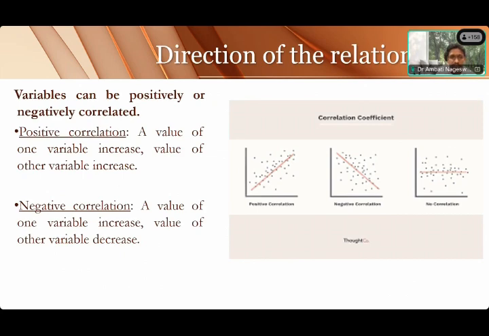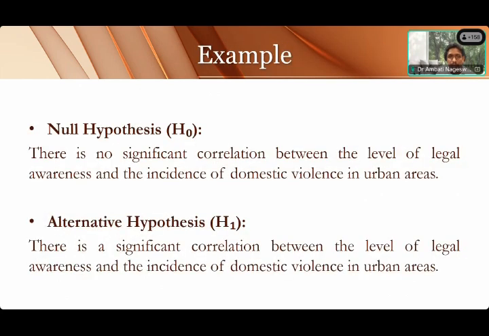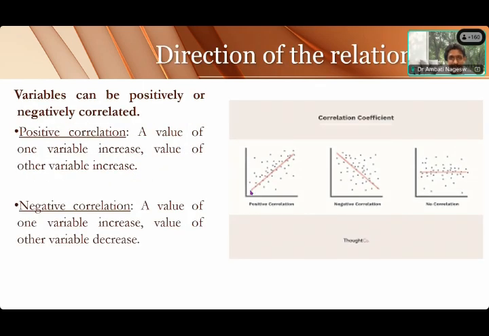With reference to this particular example, level of awareness: if the person has high awareness, is the number of incidents increasing or decreasing? Similarly, for example, when demand increases, supply increases. It is called positive correlation. As you can see here, demand increases, price increases or supply increases. It means if the x-axis increases, the y-axis also increases. It is called positive correlation.